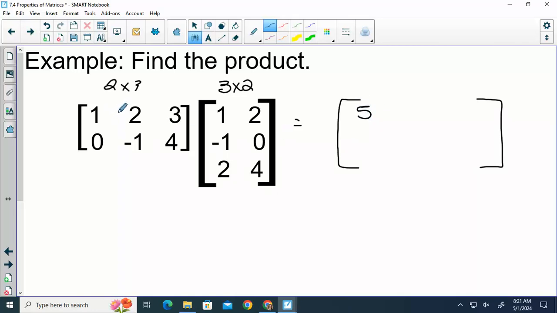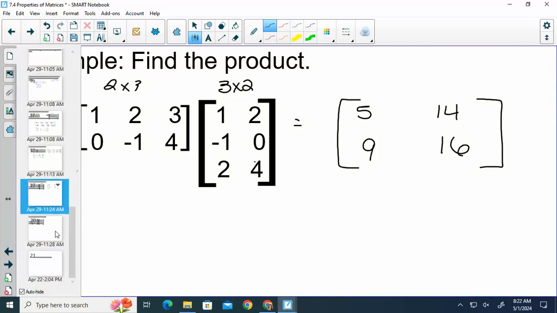Row 1, column 2. So 1 times 2 is 2, plus 0, plus 12. Row 2, column 1. So we get 0, plus 1, plus 8, which is 9. And row 2, column 2. So we get 0, plus 0, plus 16. Get it? Mhm. All right.